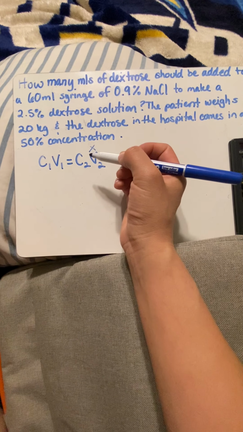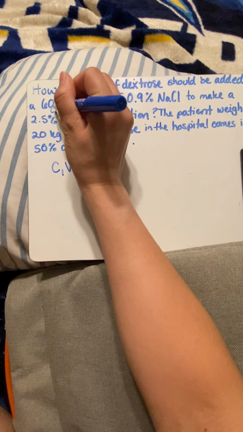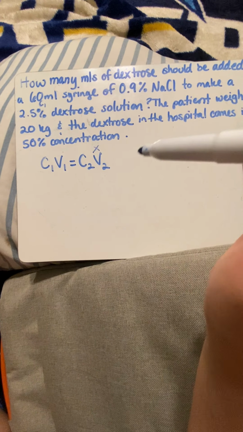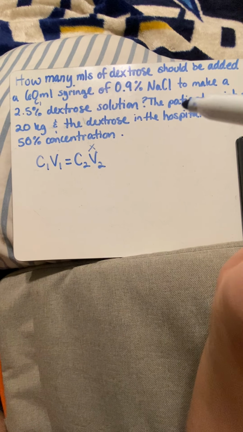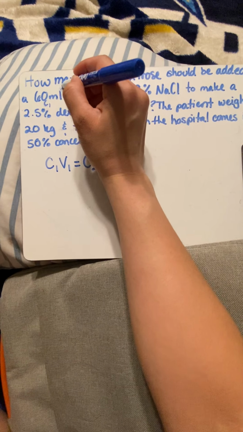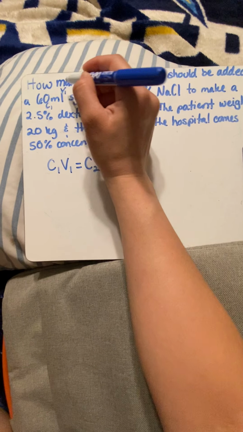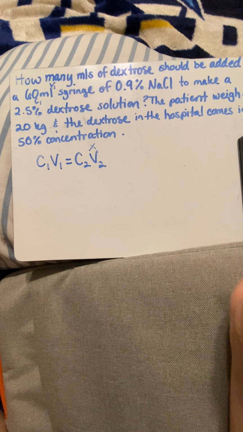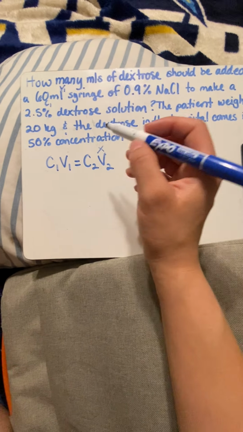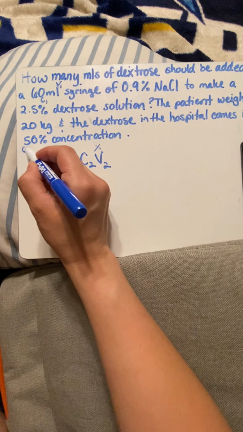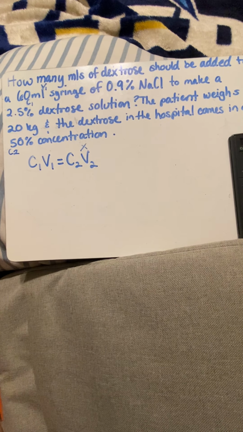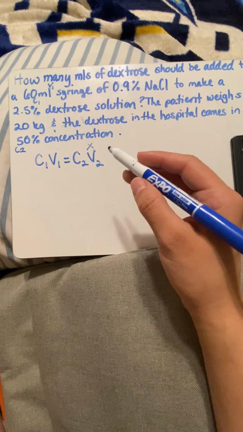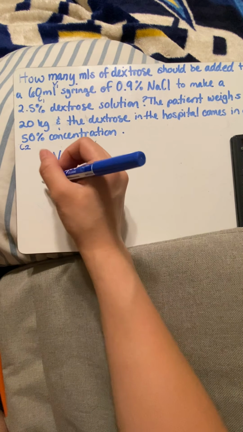So I'm going to go ahead and put a little marker for focusing sake. And then V1, which is my volume, will be my 60 ml syringe. So those are my C1, V1. C2, which is again concentration, is my 50% dextrose. And my volume, I've said this, equals X. So now I'm just going to plug in the numbers.